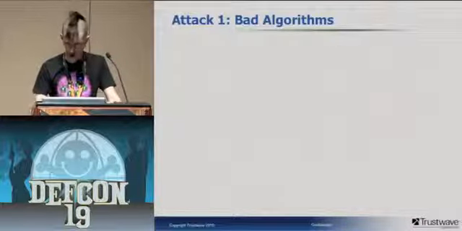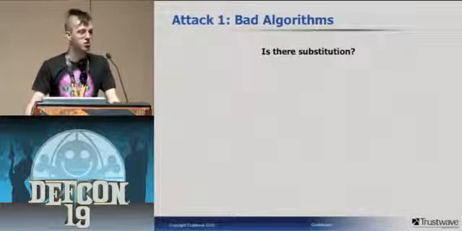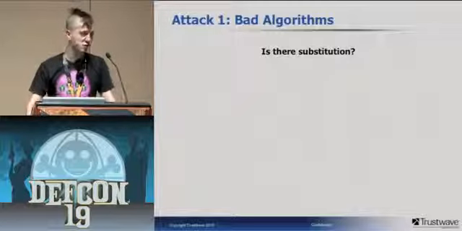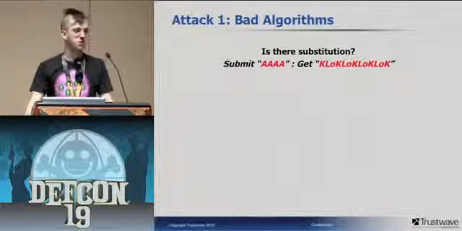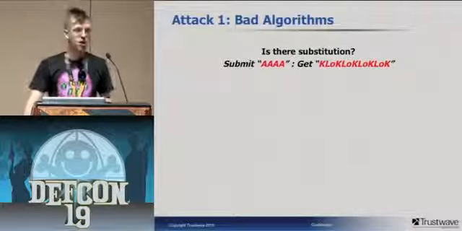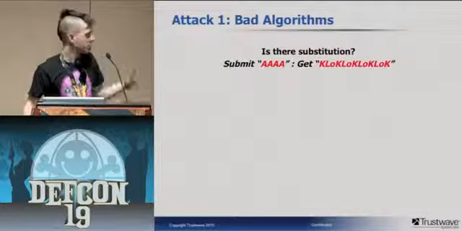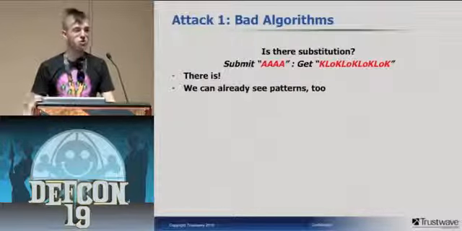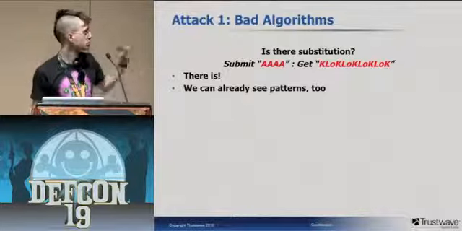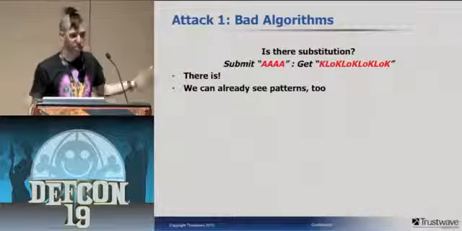So the first thing, I want to know if there's substitution. Are we switching characters for others? That's definitely true, but if we put in 4 uppercase A's, we can see there are no uppercase A's in that. There is definitely substitution here. We can already start to see patterns in this as well. The plain text is repetitive, the ciphertext is repetitive as well.